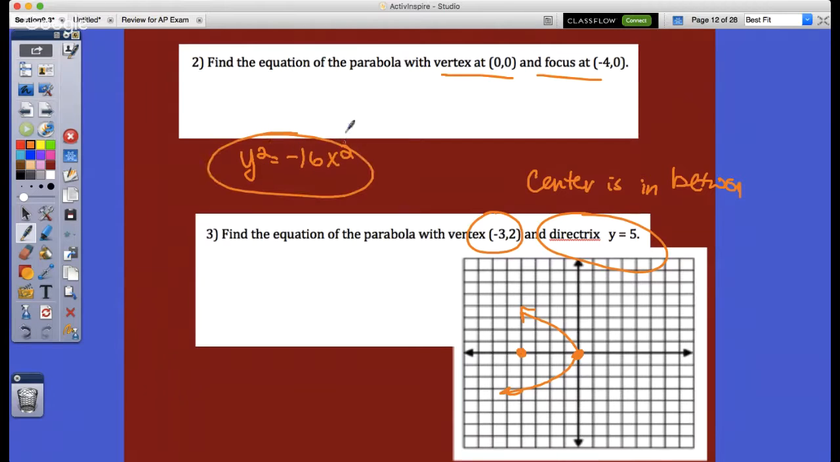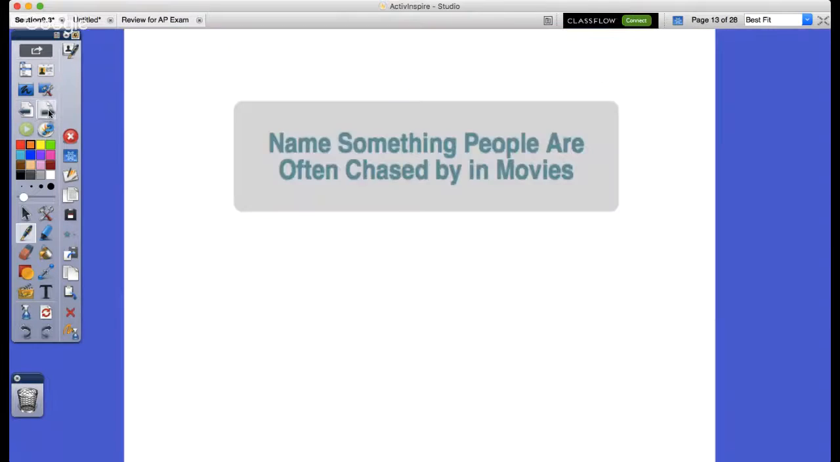The reason why we got -16 is the standard form of this is 4p times x. I'm not setting 4p equal to 4. Why? Because the p-value is 4. The p-value isn't 1. The p-value is the distance from the focus to the vertex. So since that distance is 4, this is going backwards from what we did earlier.